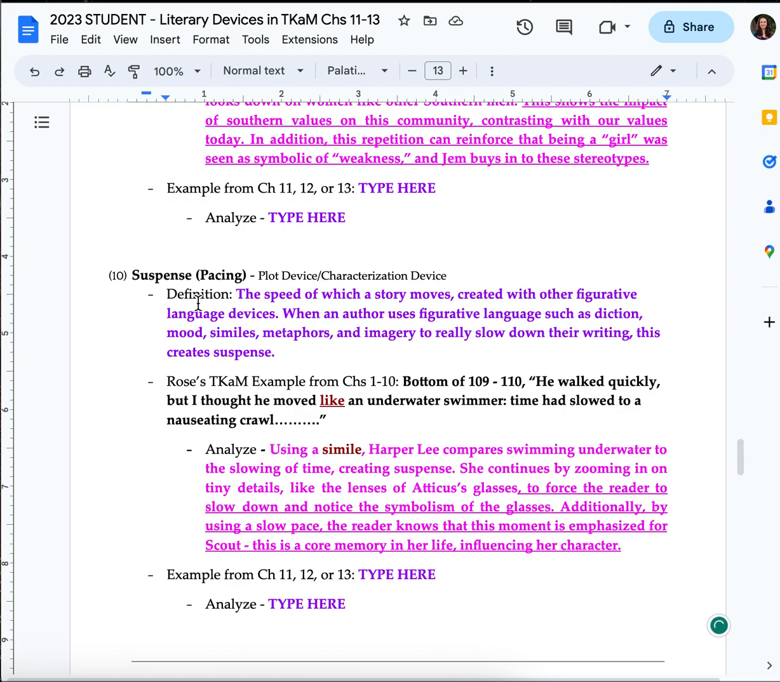Cool, I'm back. So suspense and pacing, which is most often a plot device because it really is slowing down the plot of the play. It's kind of in the definition, but often can equally show us how characters are going to react to these things. Suspense and pacing is the speed at which a story moves, created with other figurative language devices.